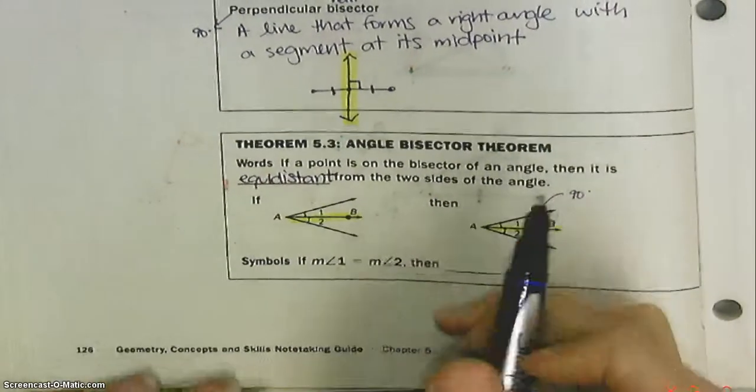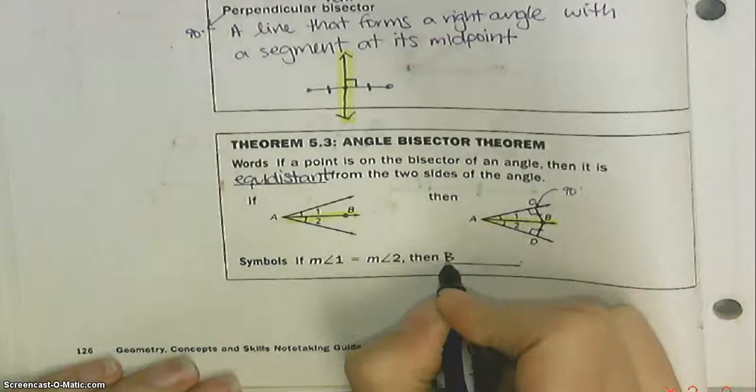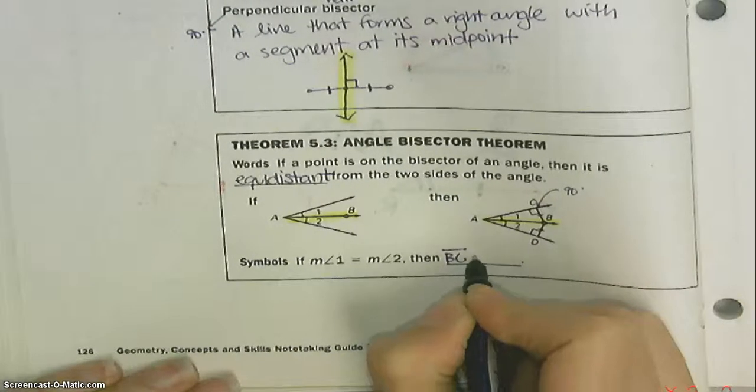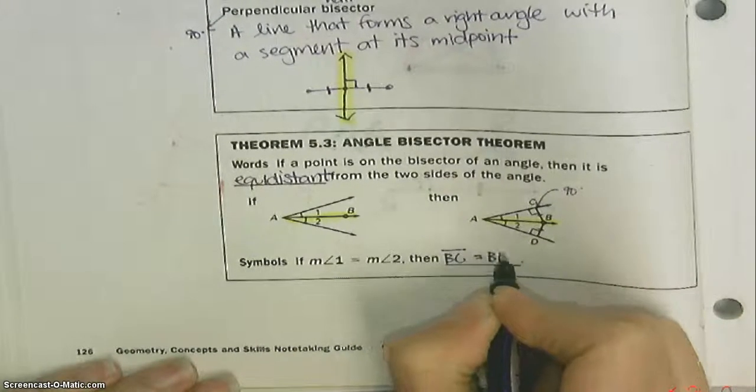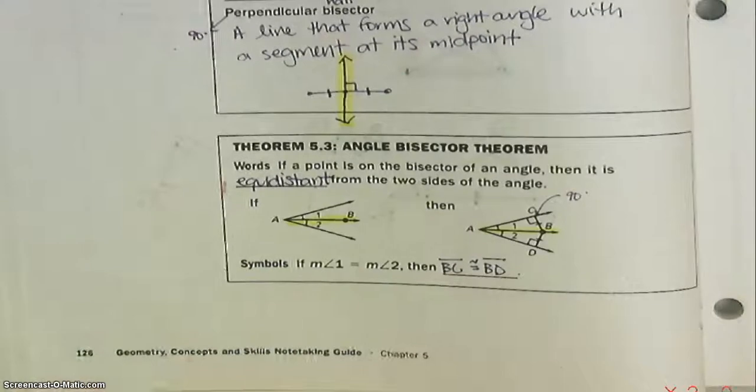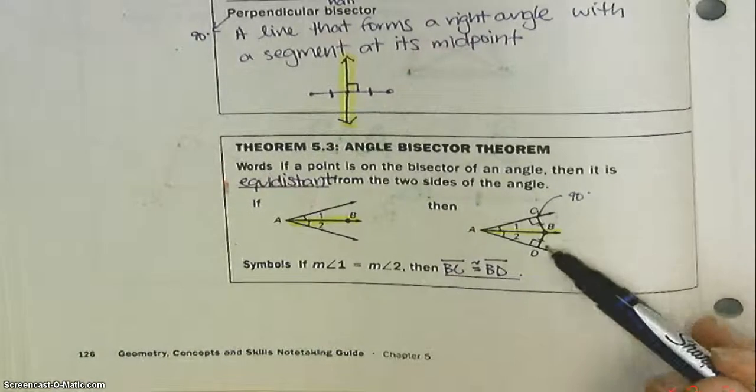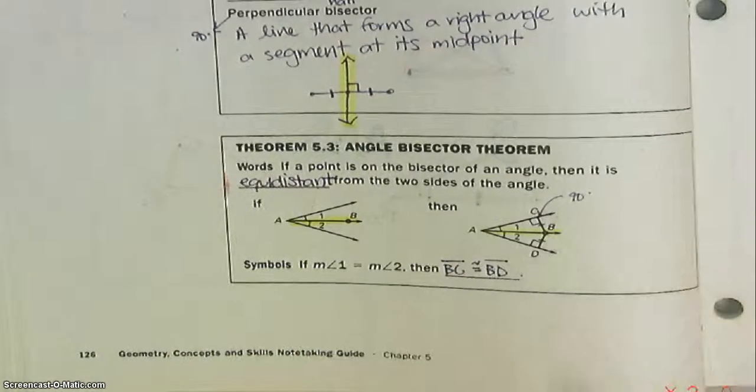So if angle 1 is equal to angle 2, then BC is equal to BD. Where's congruent to? These distances are the same if it's right in the middle. And that should make sense in your head.